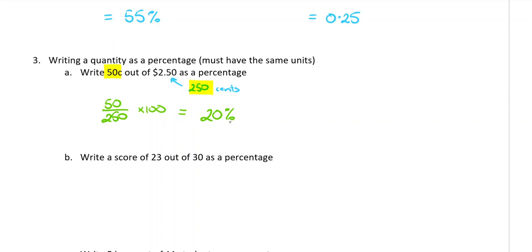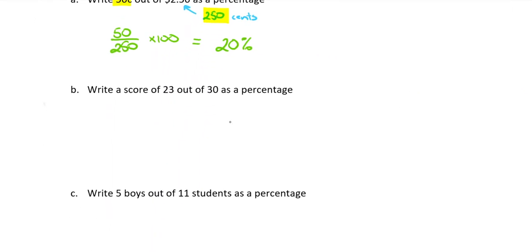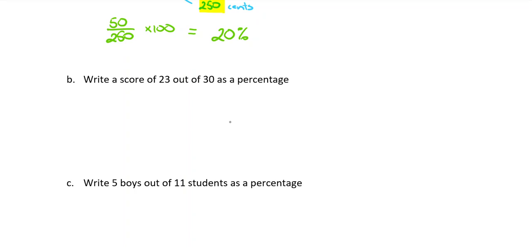Okay, let's try that again. And this one happens all the time whenever you do a test. When a teacher marks a test, we usually write it on the top of your paper as a fraction, right? So we say you got 23 out of 30. It's a fraction. But if I want to make it a percentage, times it by 100.